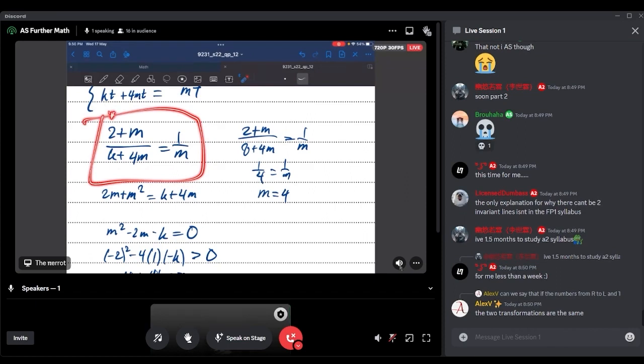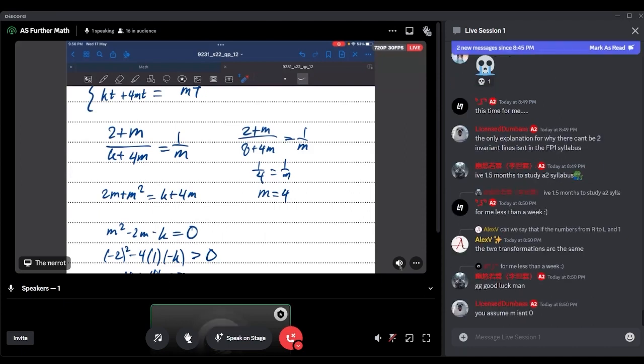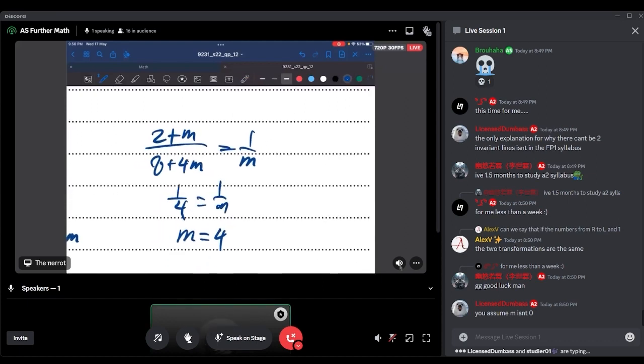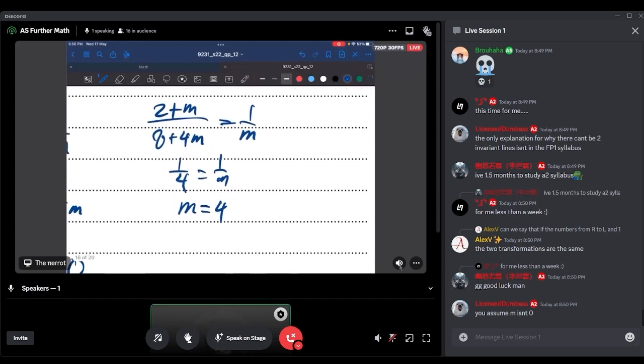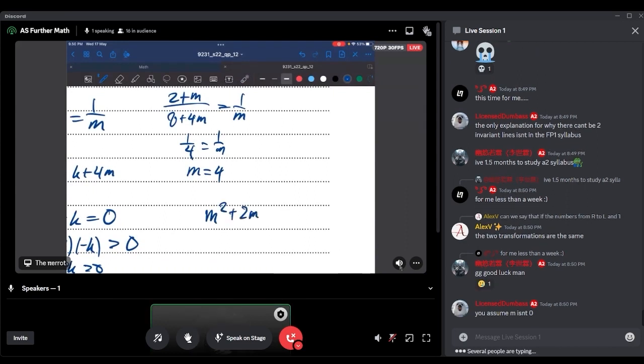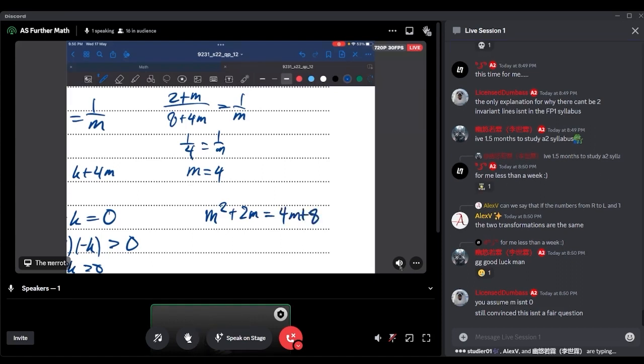Remember, when you multiply by a factor, you'll have two values. You basically assume m isn't 0. When m is 4, you have this. But if you cross multiply as usual, you get m squared plus 2m, m squared plus 4m plus 8, and you'll get another new value. I'm still convinced it isn't a fair question. Yeah, I guess it's not a fair question, but that's the idea.